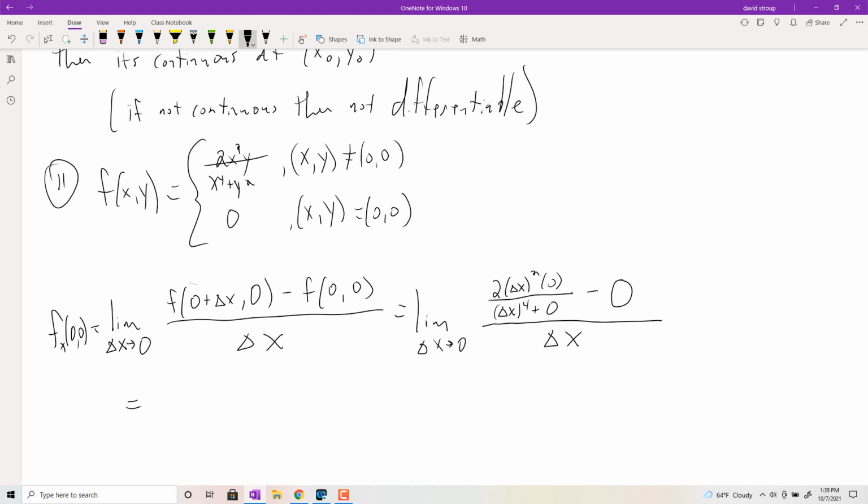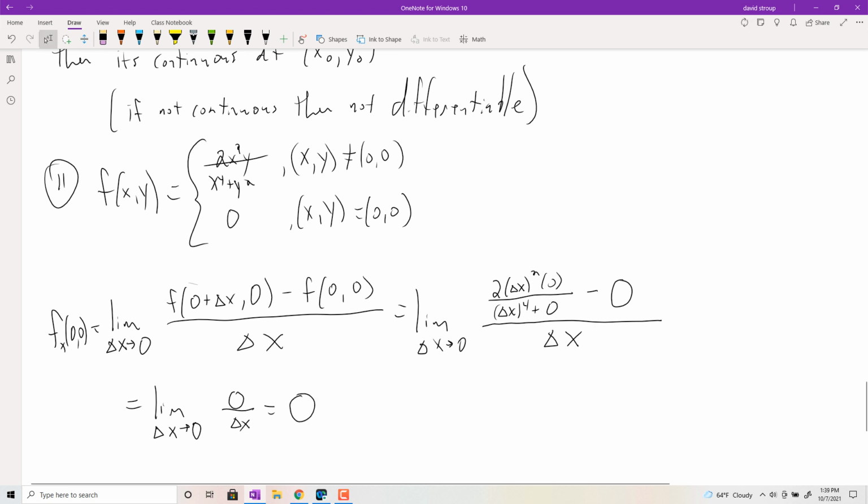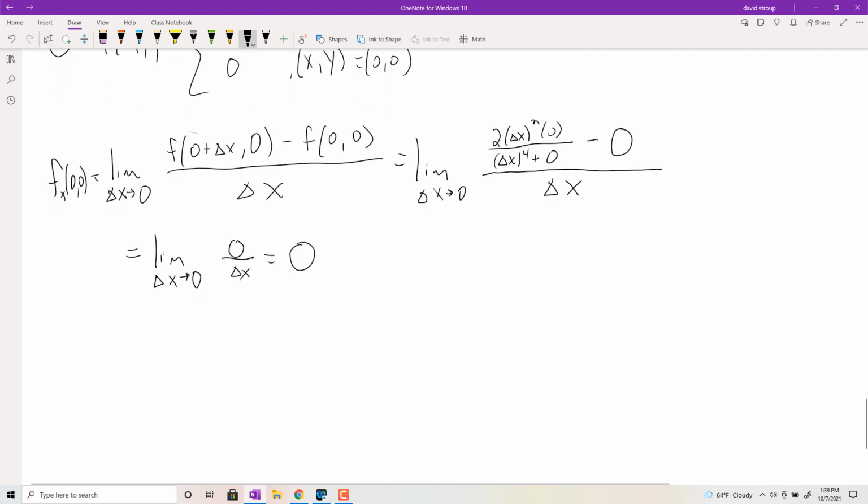Okay. So that thing in the numerator is just 0, right? It's 0 over change in x to the 4th. Whatever change in x is, as long as it's not 0, that object will be 0. So you have 0 minus 0 all over change in x, which is 0 over change in x. No matter what change in x is, as long as it's not 0, that expression will be 0. So the partial derivative at (0, 0) is in fact 0. It exists.